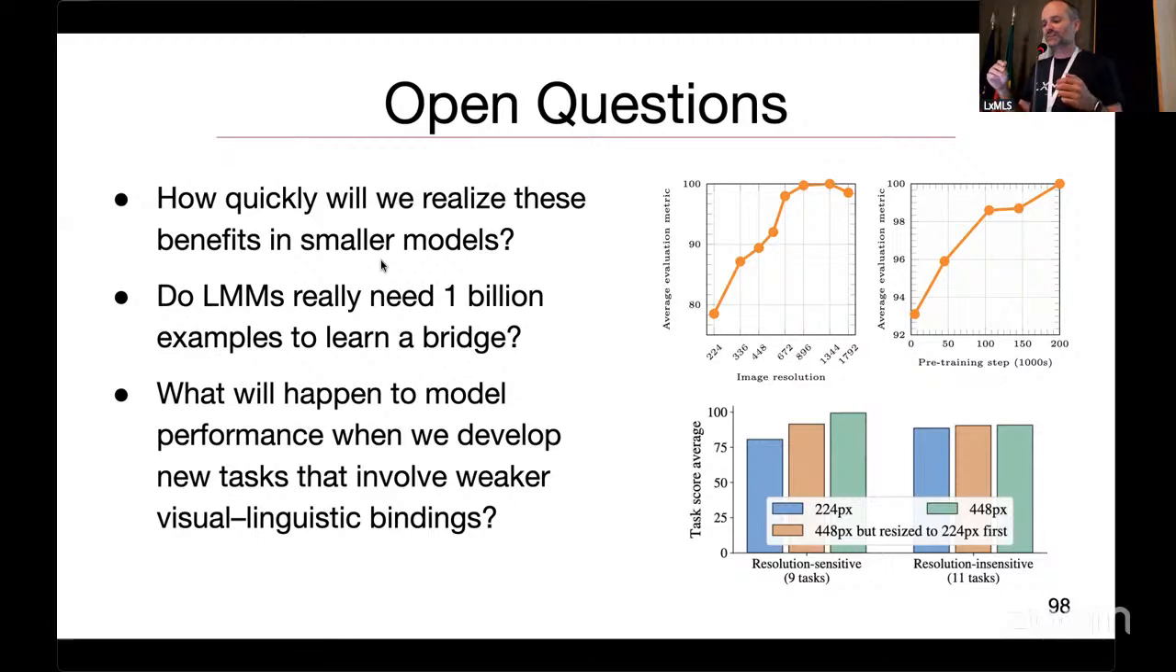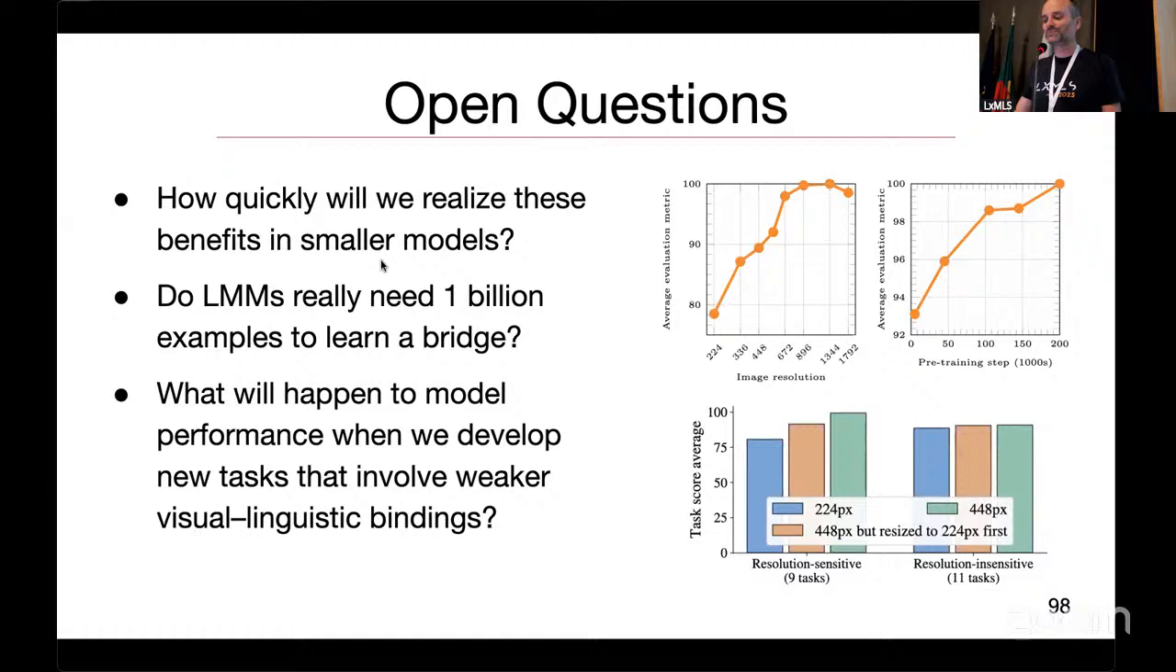And so, how quickly can we realize some of the benefits that we see from larger scale VLMs in smaller models that we can run on our laptops or maybe on one GPU? Do we really need to have 1 billion examples to learn a bridge? Well, after talking to the people from Vision Arena, the answer is no. It seems like you can do it with 100,000 examples. But maybe with 1 billion examples, you develop a lot more robustness. And if you're trying to deploy a model to customer-facing settings on the internet, that could be something that's really important for you.